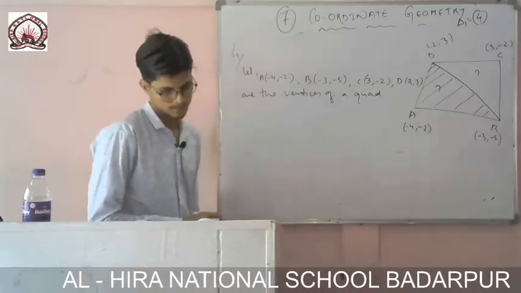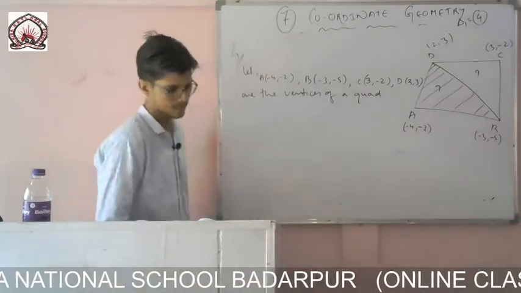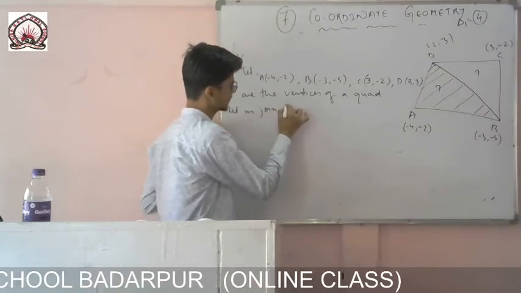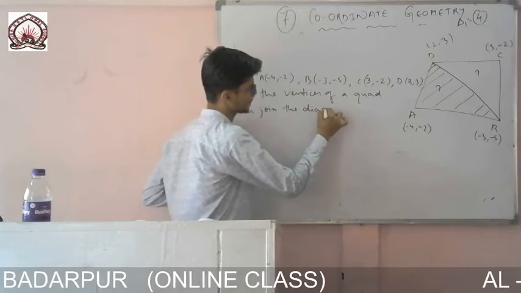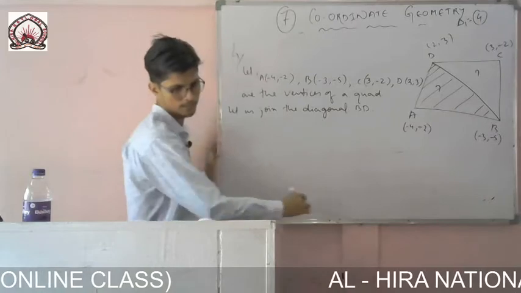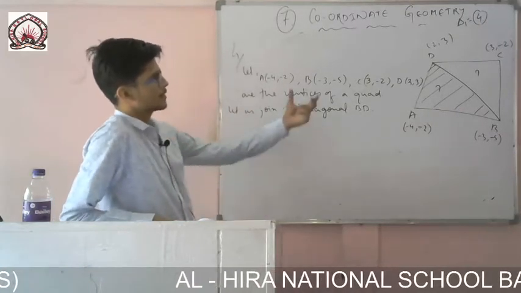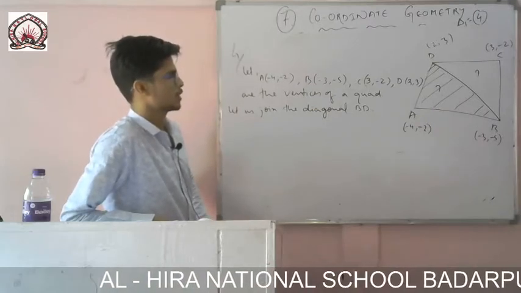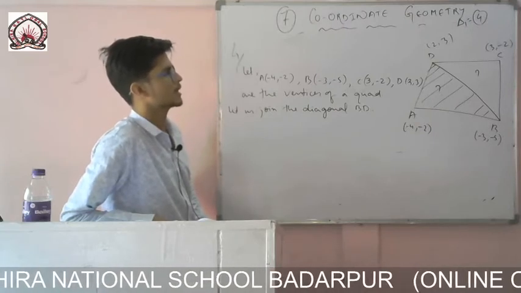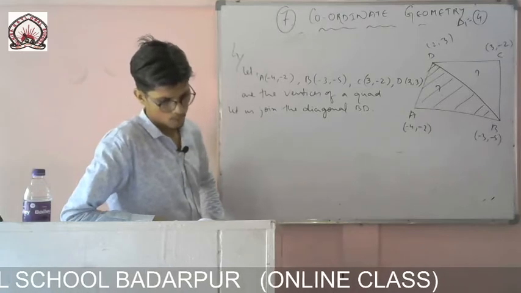So now you see what I will do. I have joined BD. So you write like this: let us join the diagonal BD. If I join the diagonal BD, then what will happen? This will be converted into two triangles. Then I can easily find the area of the first triangle, and then the second one, and then I will simply add them, which will be equal to the area of this whole quadrilateral.